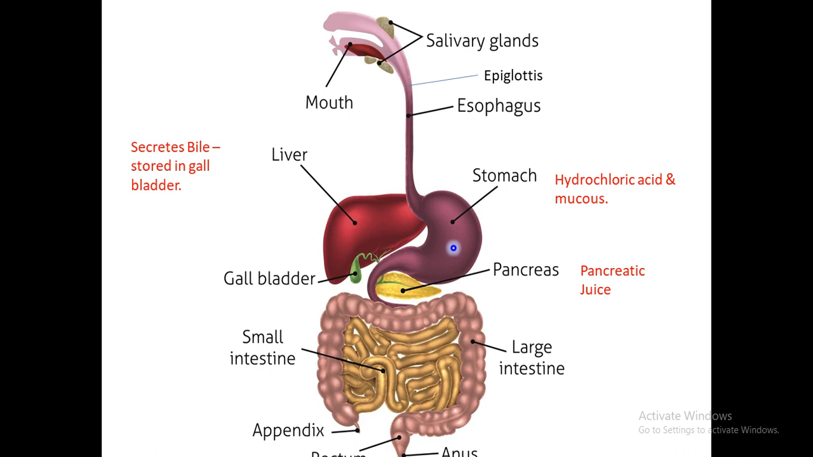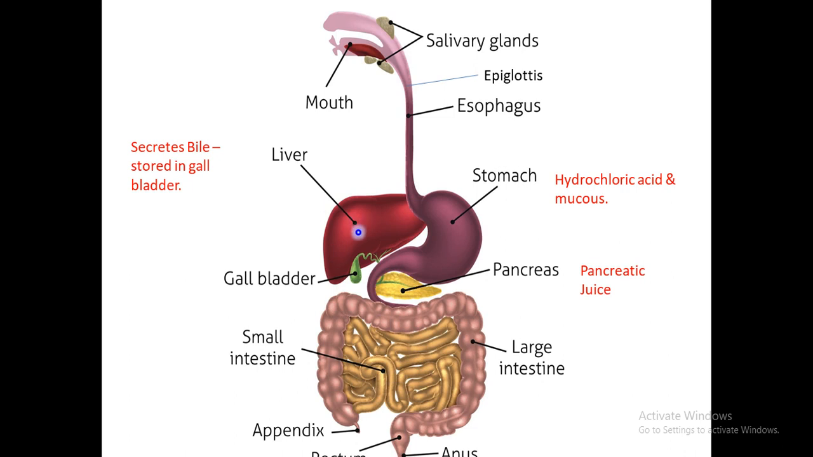Now, from the stomach, the food enters into the small intestine. This is the small intestine. The small intestine is a highly coiled structure which is more than 5 meters in length. When the food is received by the small intestine, the liver, this is the liver, a reddish brown color gland which is the largest gland in our human body.